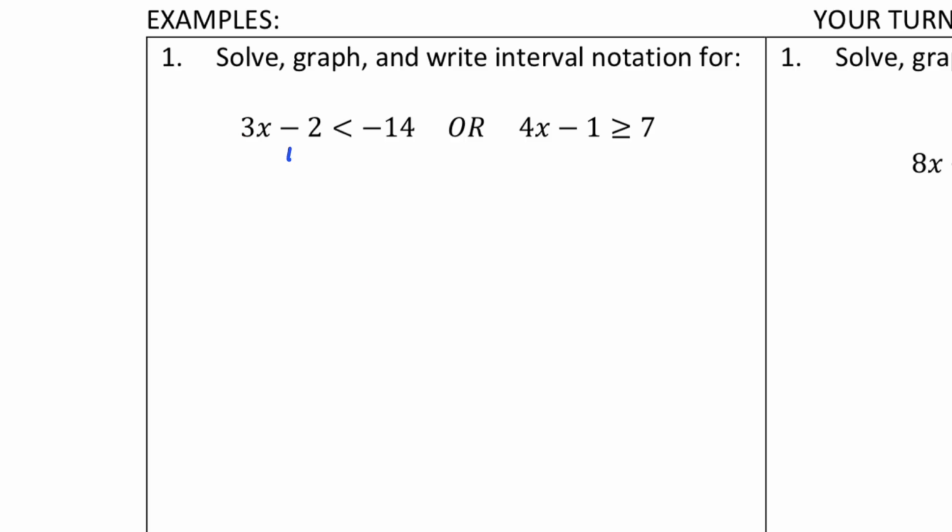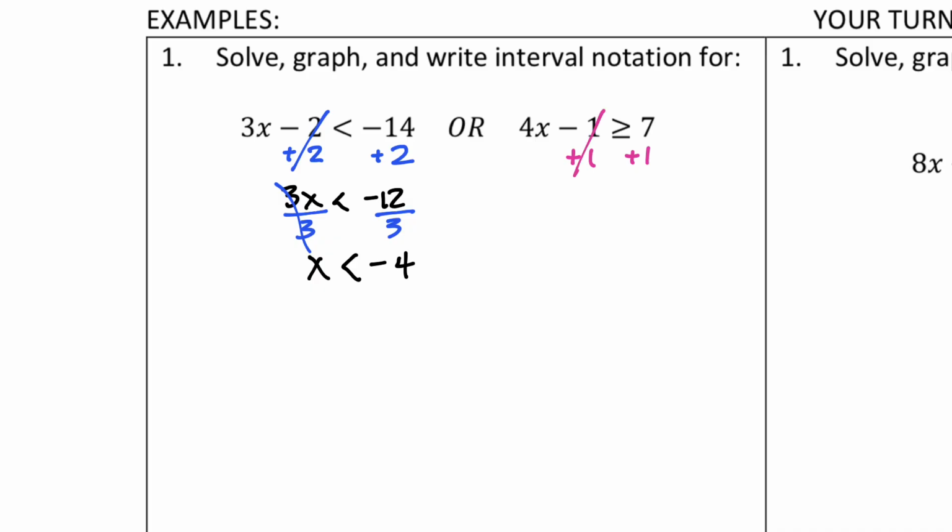Here we go. We're going to add 2 to both sides, and we get 3x is less than negative 12. Divide both sides by 3, and we get x is less than negative 4. Didn't have to switch any signs because we didn't multiply or divide by a negative, nor did we flip the inequality around.